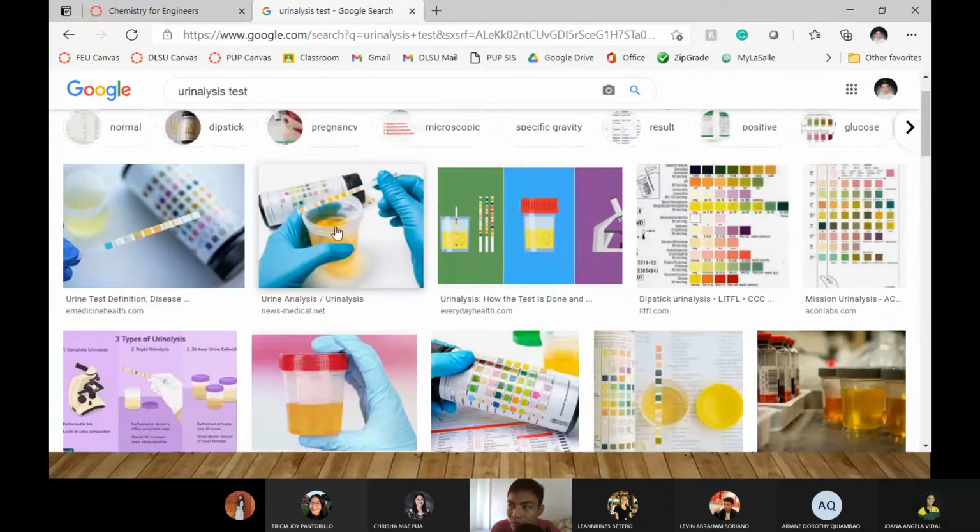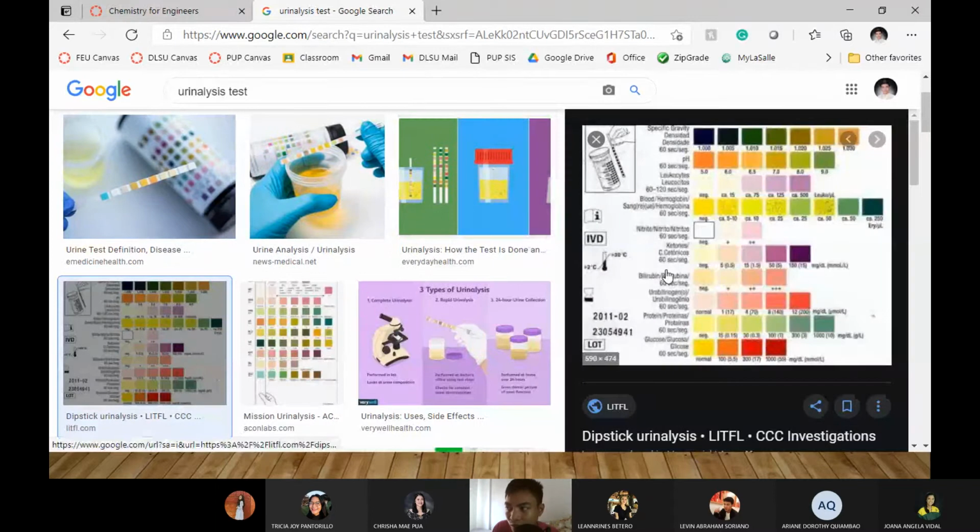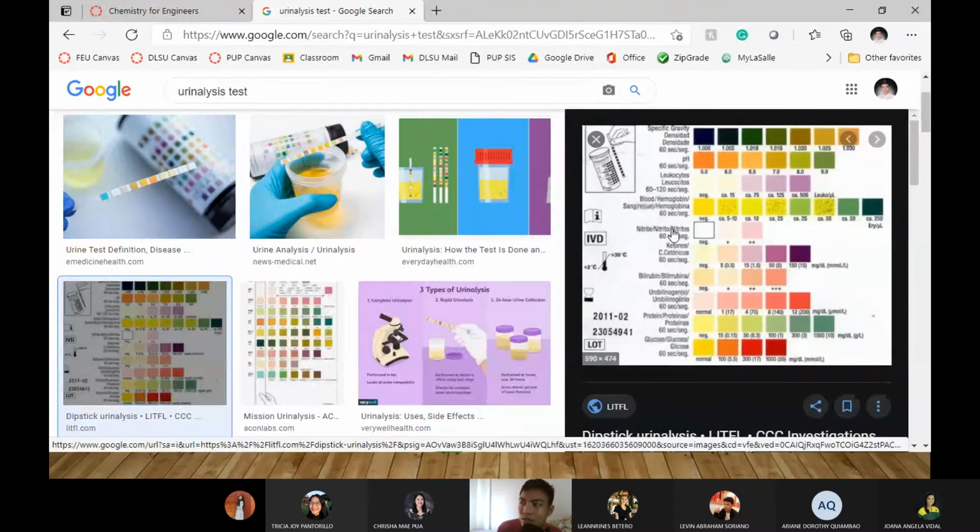And then, what you're going to do next is compare the colors to this color palette. So, this is the color palette. Okay? So, for example, this color will tell you the nitrate content of the urine. Say, this color will tell you the proteins present in the urine. If there are many proteins, maybe something is wrong with your kidney. The proteins are leaking there.